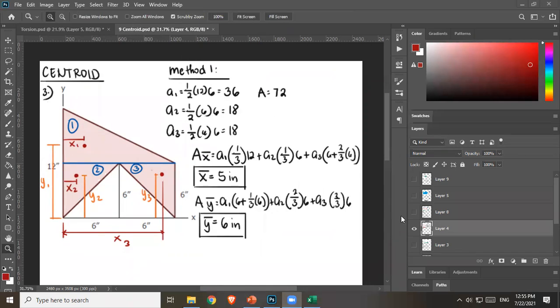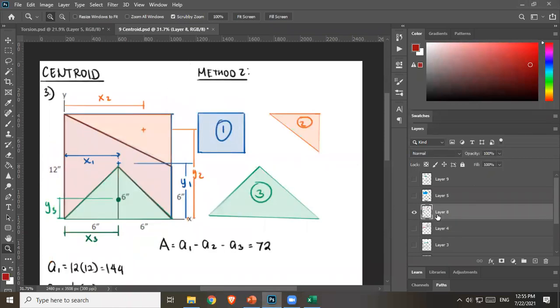Okay, good. Let's have another method. There's another way to solve for this. So that's method 2. The other method is considering it as a total shape and then just subtracting the empty areas.